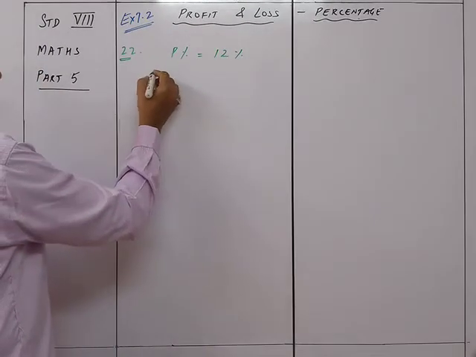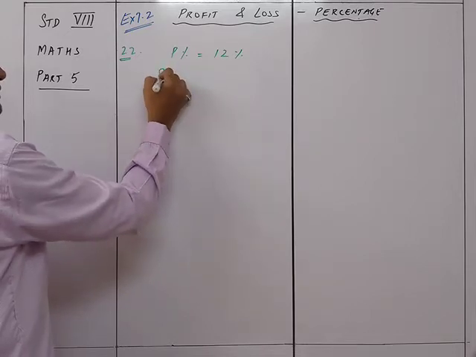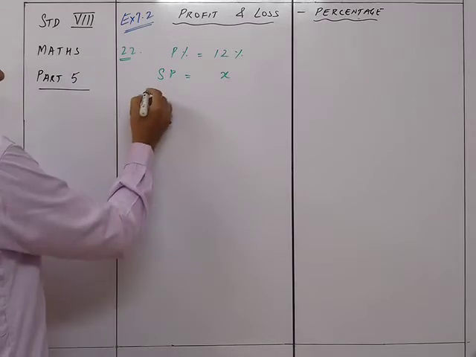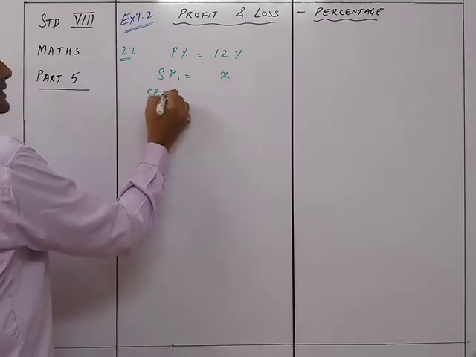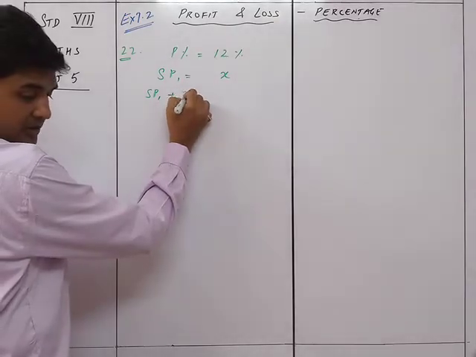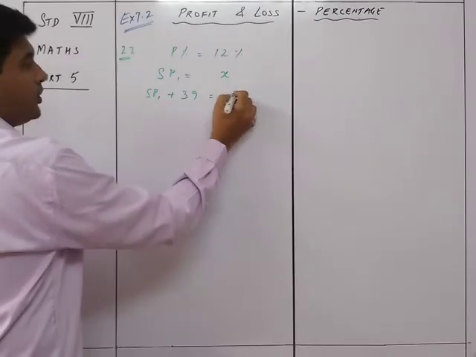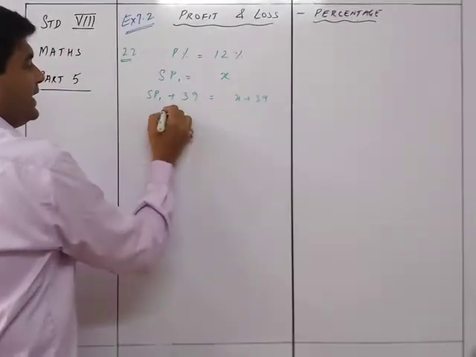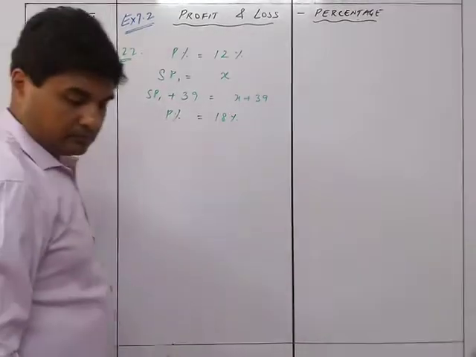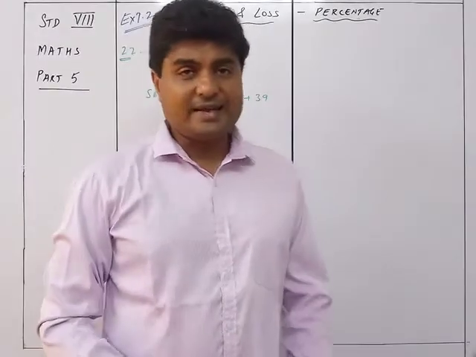Now, suppose the CP is X rupees. Then when I take the SP as SP1 plus 39, that is equal to X plus 39, the profit percentage is equal to 18%. Let's understand this thing in a proper manner.